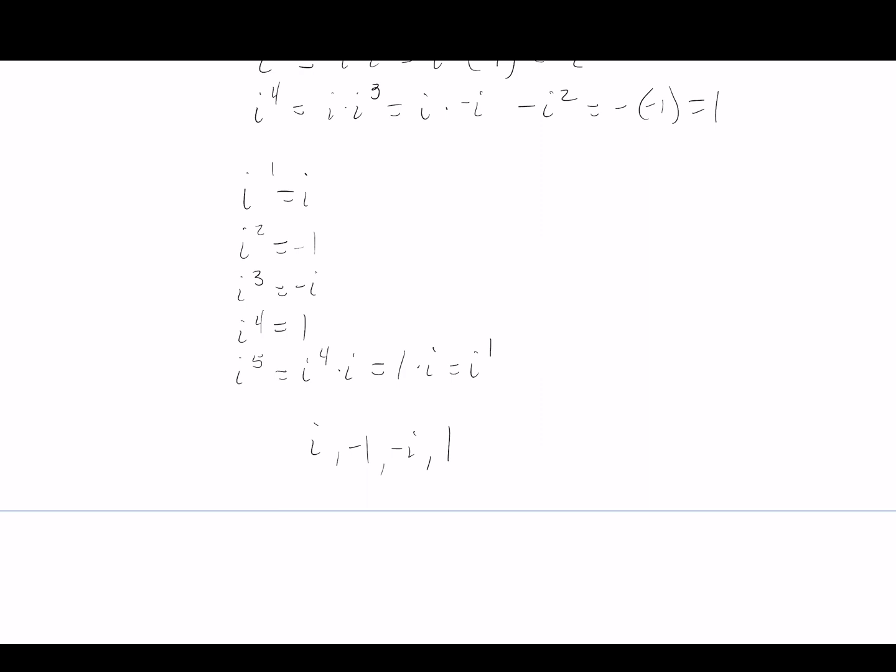So something we will want to do is to factor out as many factors of i to the fourth as possible when we're looking at something that has a high power on i. We want to factor out as many 4s as we can because i to the fourth power is just equal to 1. Let's consider an example.